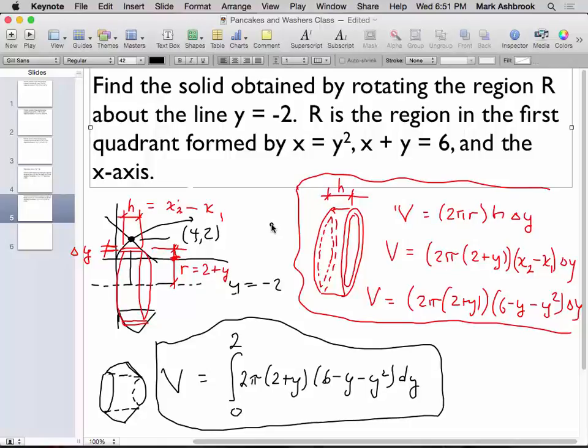Yeah, there would be situations where a washer or disc would result in an integral that you can't do. It doesn't have an antiderivative, but shells would. So you have to know both. How would you recognize that situation? You wouldn't recognize it just before you started.